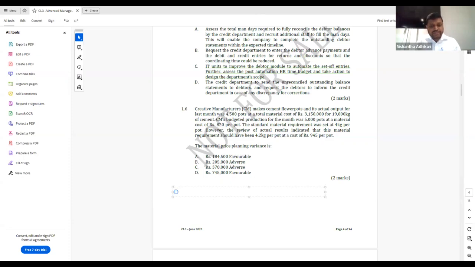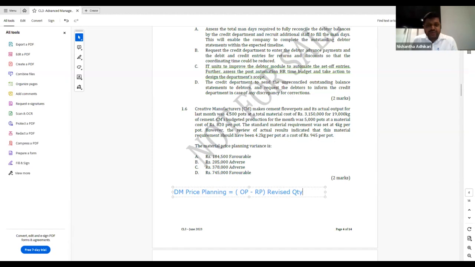Direct material price planning variance. You will compare the original price, I will say OP, original price versus revised price, RP, revised price, into the revised quantity of the actual production. Revised quantity. Now here, original price, what is the original price?